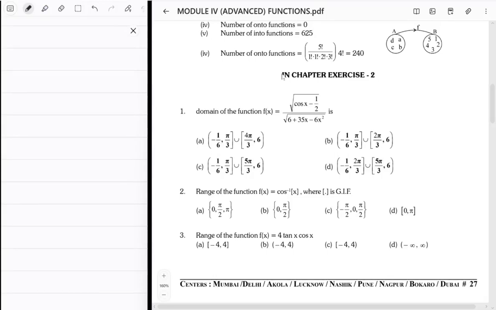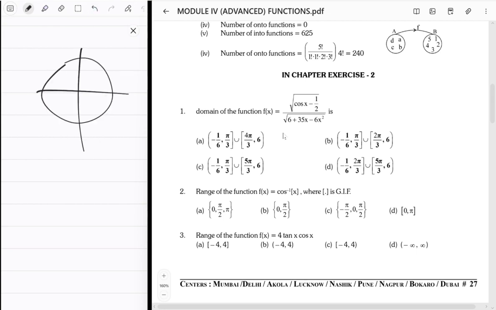In chapter exercise 2, let's go. The first question is: domain of the function f(x) is equal to square root of cosine x minus 1/2, upon square root of 6 plus 35x minus 6x squared. So this should be positive. Cosine of x must be greater than or equal to 1/2. When does that happen?